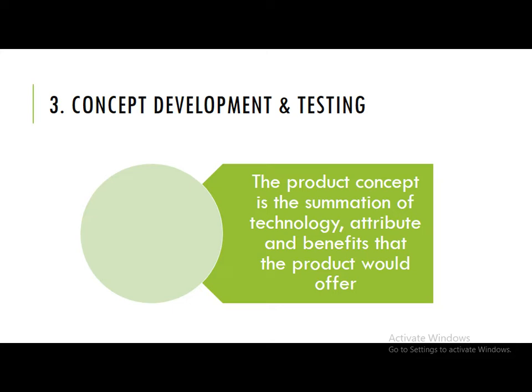After the serious screening of new product ideas, it should be developed into a product concept. A product concept is a detailed version of the product idea that is expressed in meaningful terms. The product concept is a summarization of technology, attributes, and benefits that the product would offer. It is usual practice to develop different versions of the product concept, and each product concept is assessed by getting responses from the customers. The product concept that has the strongest endorsement from the consumers is selected.